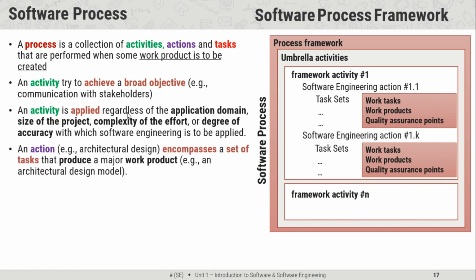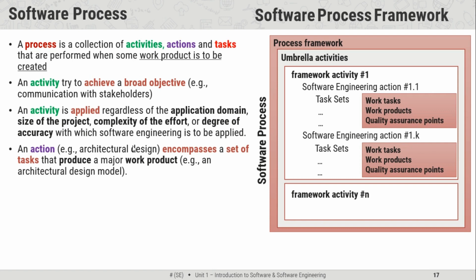Once we know the high goal or the abstract purpose, we can refine that purpose. We will go into much more detail to identify what we actually want to do. That comes under the action. An action encompasses a set of tasks that produce a major work product.